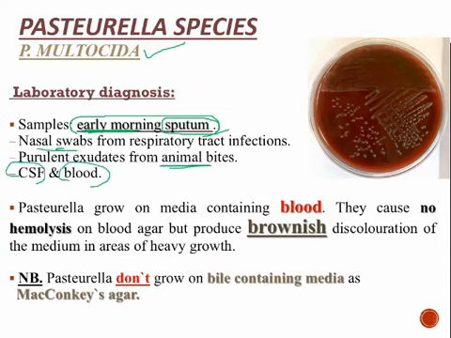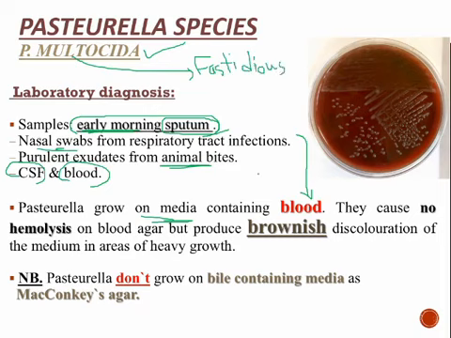Then after taking the specimen, we will grow the Pasteurella on media containing blood. As we said before, Brucella was fastidious. Also Pasteurella is fastidious, so it needs special nutrients present in the blood. So we will grow it on blood agar, or basically any media containing blood. The colonies have a characteristic brownish color, and they cause no hemolysis.